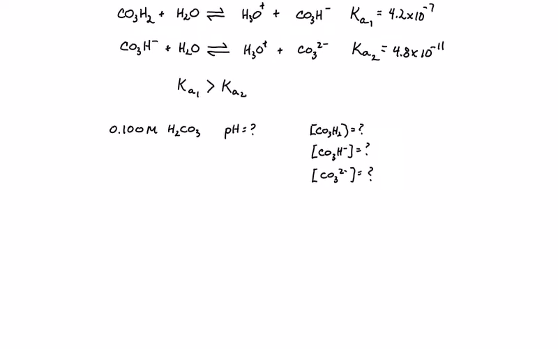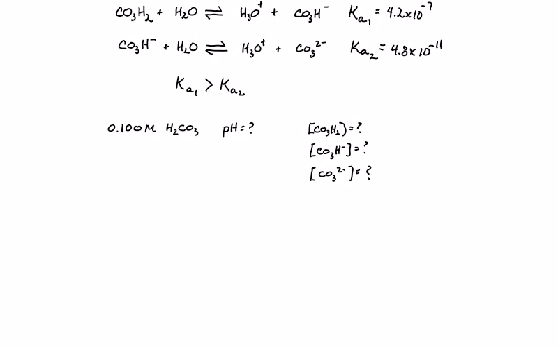Okay, so we're going to start off by looking at the first reaction. The very first reaction is the dissociation of carbonic acid in water to give hydronium plus bicarbonate. And we can create an ice table for this.